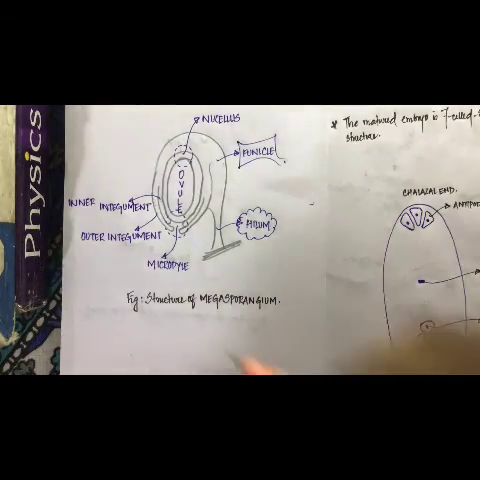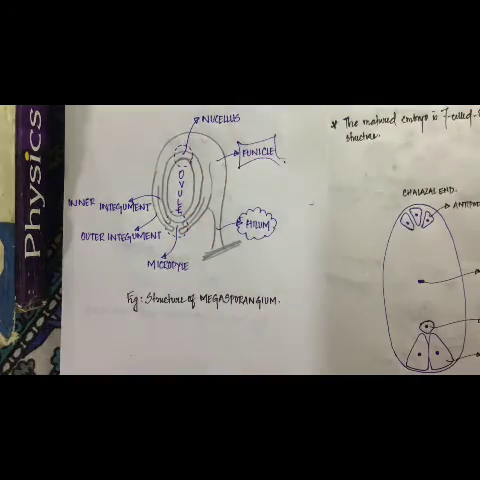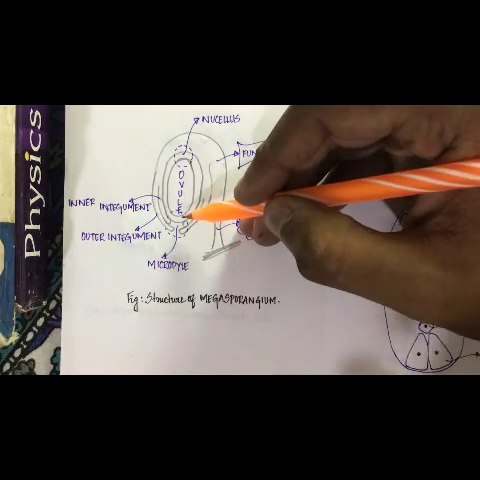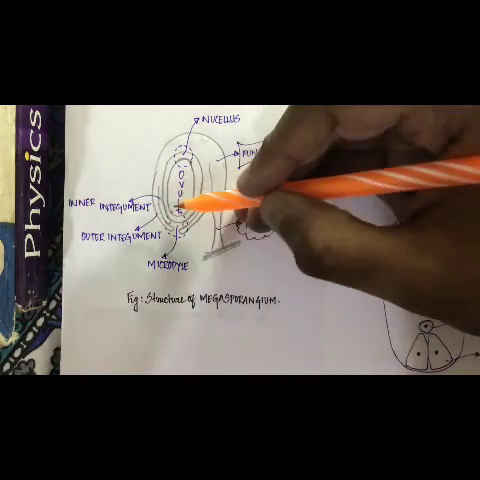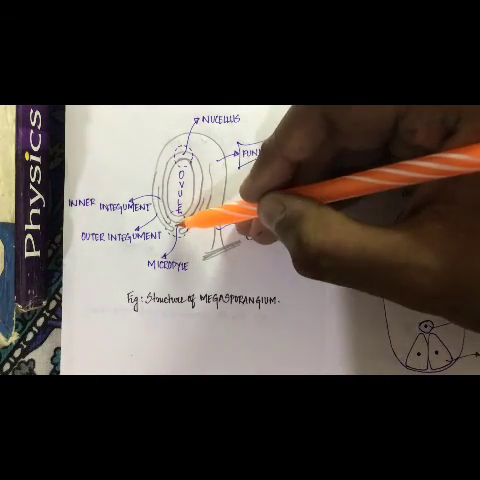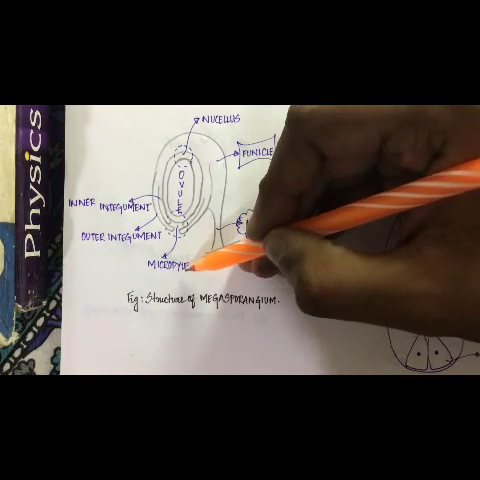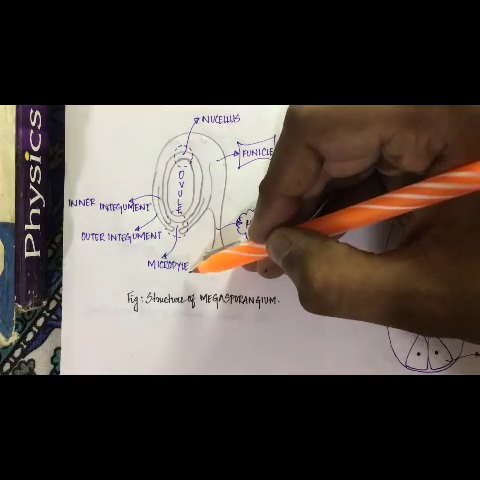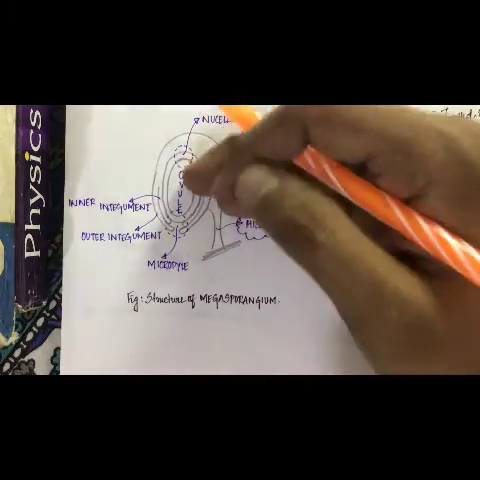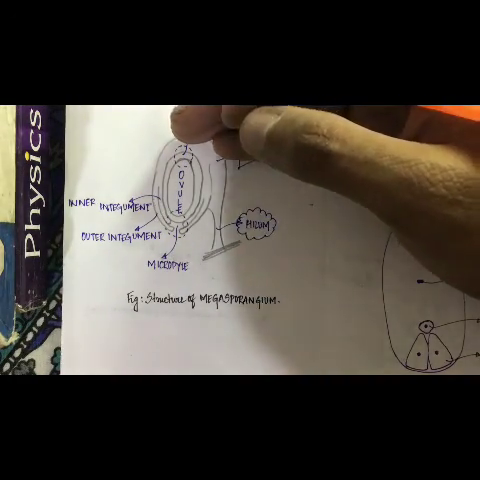Clear? Now, if you see the diagram very carefully, you will see that there is a small pore at the center of these two integuments. They are not attached; they have a small gap between them. This small gap is called micropyle. This end is called micropylar end, and the end opposite to this micropylar end is called chalazal end. Remember this one.